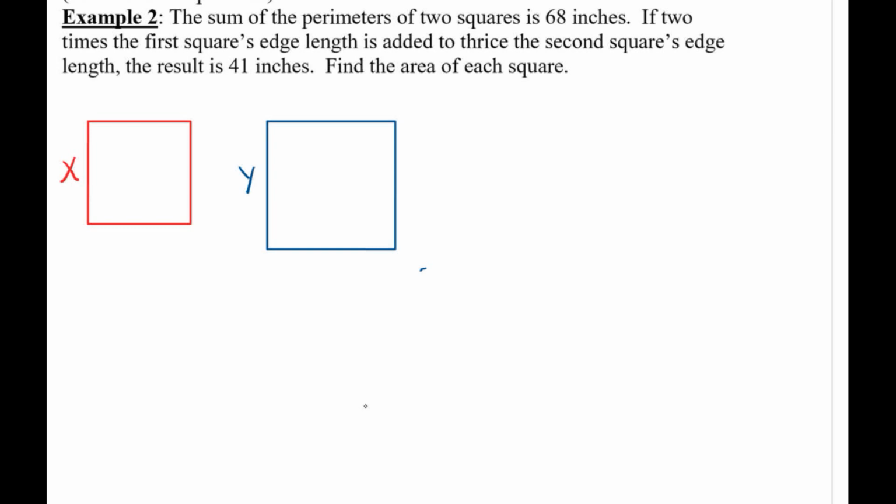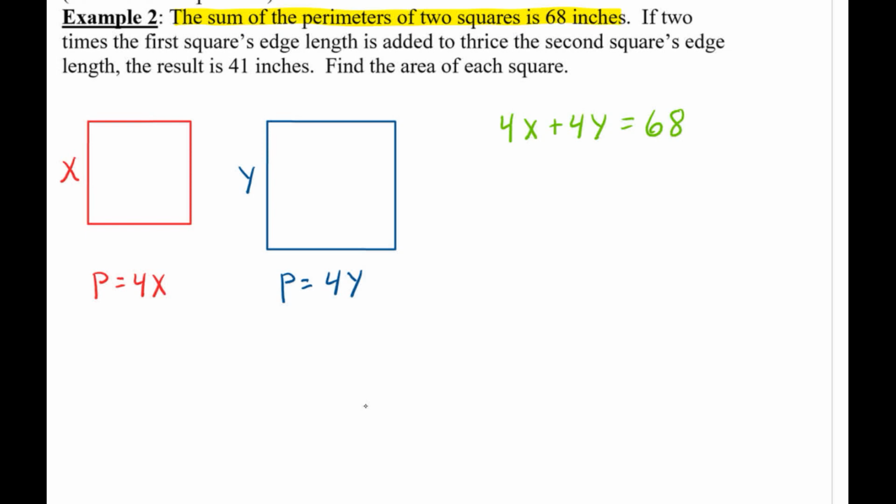Now, the first sentence says the sum of the perimeters of two squares is 68 inches. Well, I know that the perimeter of a square is adding up the four sides, which are all the same. So the perimeter of the red square is 4x, and the perimeter of the blue square is 4y, because there's four sides and each of them are a length of y. So I can make an equation based on what I highlighted in yellow. The sum of the perimeters of two squares is 68 inches. That would be 4x plus 4y equals 68. So that's my first equation.